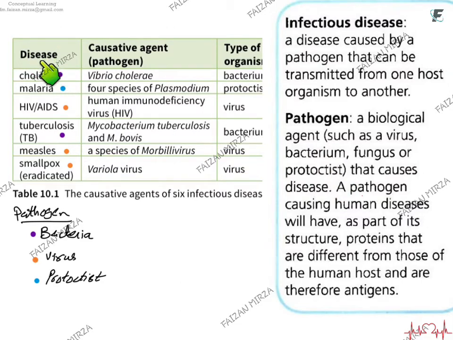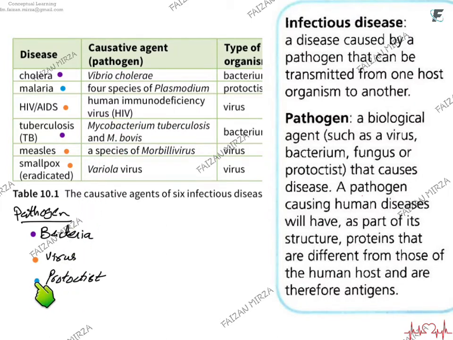So the diseases that we have to discuss here are cholera, malaria, HIV/AIDS, tuberculosis, measles, and smallpox, although it is eradicated. Causative agents and the types of organisms are mentioned here. Keep in mind the colors I've used: a purple dot for bacteria, so tuberculosis and cholera are of bacterial origin, Vibrio cholerae and Mycobacterium tuberculosis and M. bovis respectively. The orange dot is for viral diseases: smallpox by the variola virus, measles by a morbillivirus, and HIV/AIDS by the human immunodeficiency virus.